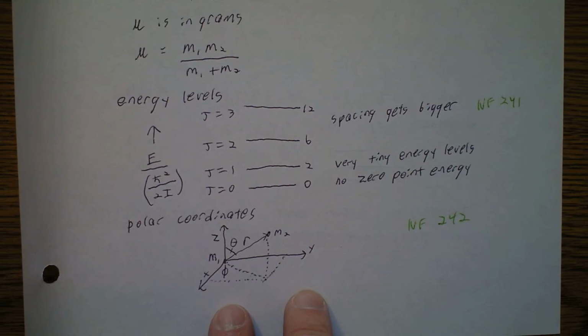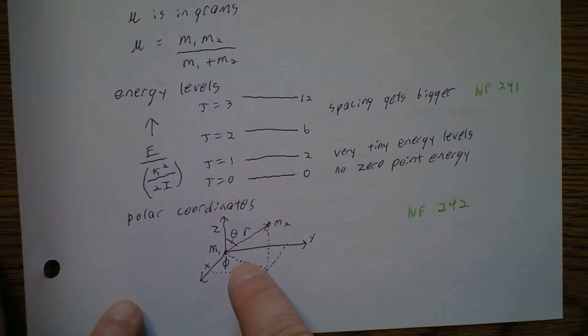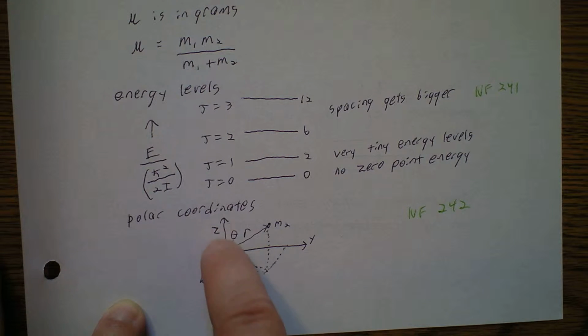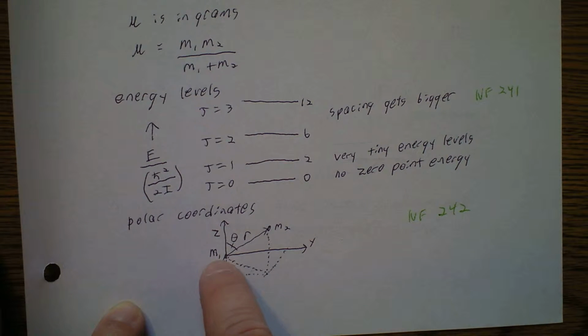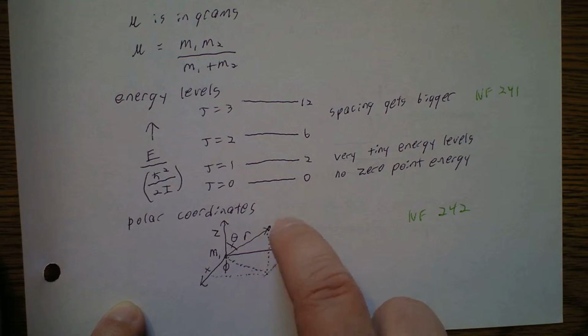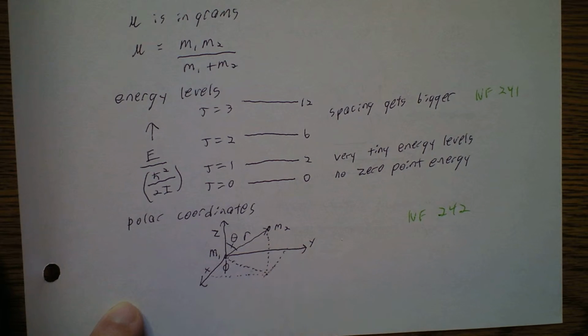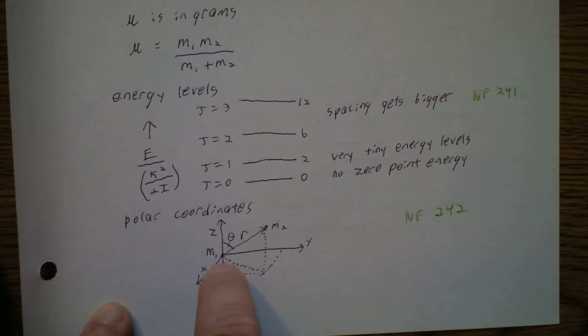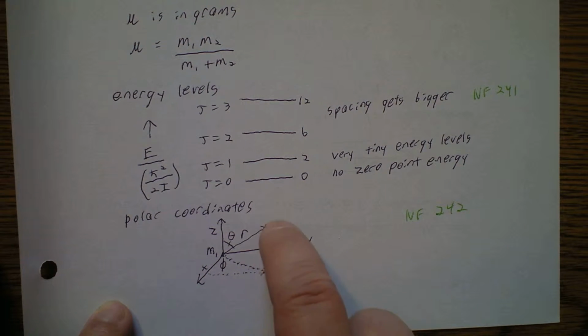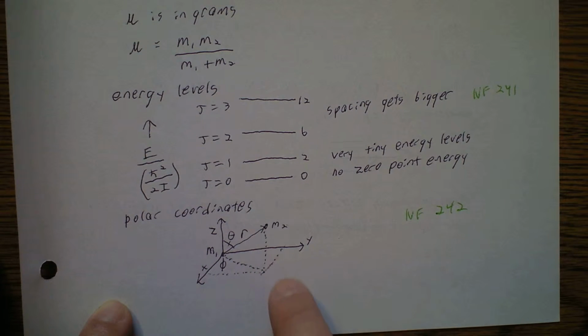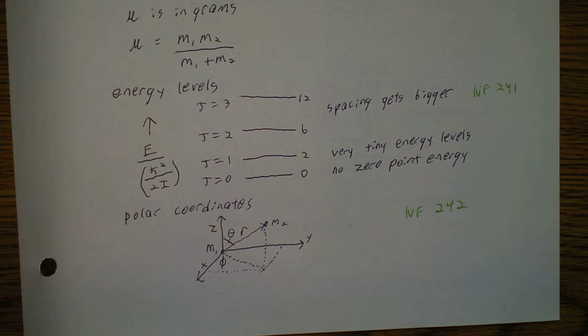Now let's talk about polar coordinates. So let's say we had x, y, and z. And then we have a mass here, mass 1, and then another mass out here. Let's say mass 1 is just the origin, 0, 0, 0. The mass 2, you could give it an x, y, z position. But it's actually going to be easier to do some of the math in polar coordinates.